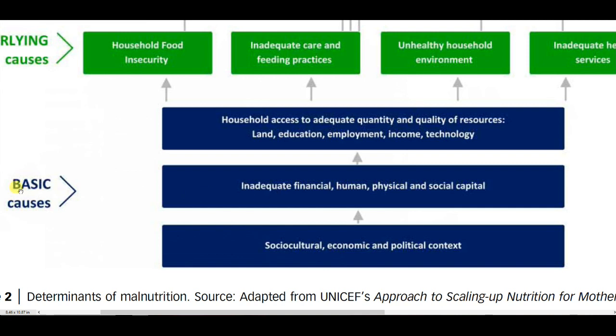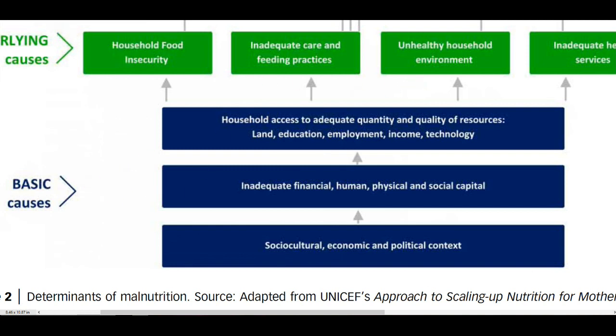And then basic causes also include households' access to adequate quantity and quality of resources. As we discussed before as well, quantity, like having access to 24/7 water, is good, but having good quality water is ideal. So we want good quality water in addition to good quantity. Quantity comes first, but it's not sufficient. It should be of good quality as well. And that applies to care, to health, to food, and also to environment. Household access to land, education, employment, income, and technology. So if you have an approach in which household access is improved in all these aspects, the nutrition is likely to be improved. But these are basic causes.